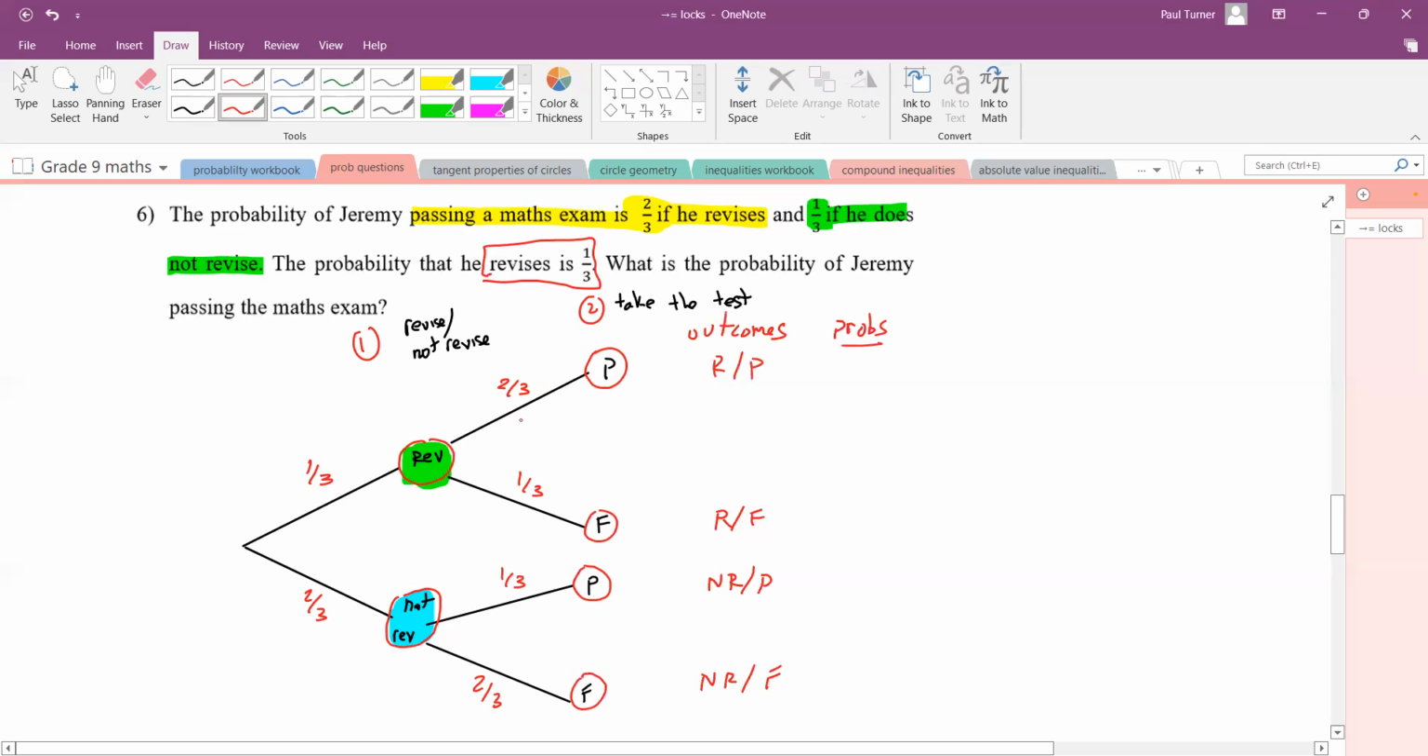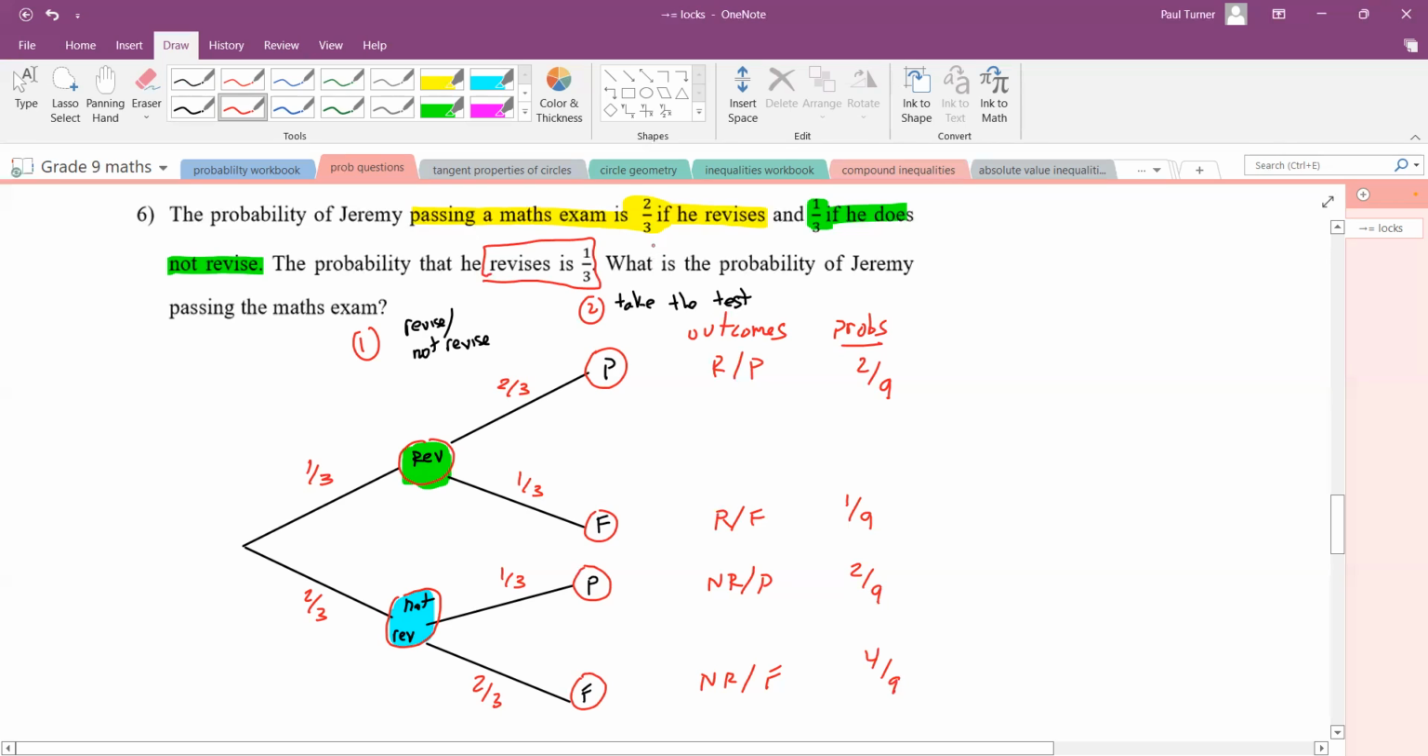So the chance of him revising and then passing is 2/3 times 1/3. So that's 2 on 9. Revising and failing is 1 on 9. Not revising and passing would be 2 on 9. And not revising and failing is 4 on 9. So that's actually the most likely outcome. And all of the probabilities are different except the first one and the third one.